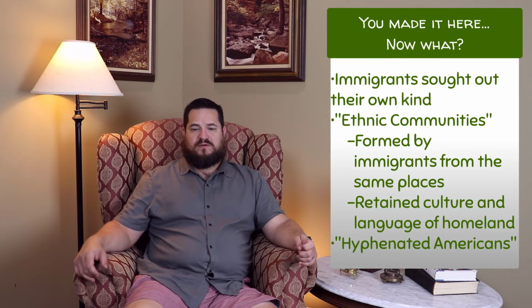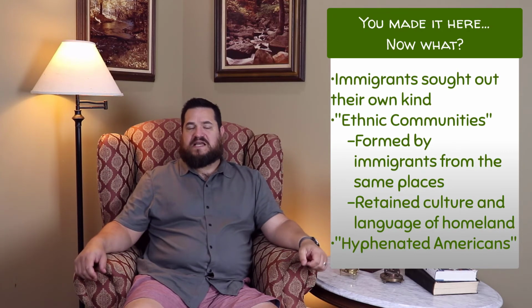So you've immigrated to the United States. If you were a European, you came through Ellis Island. If you're an Asian, you came through Angel Island. You finally made it through. You've become a U.S. citizen. Now what? Immigrants typically sought out their own kind once they got here.